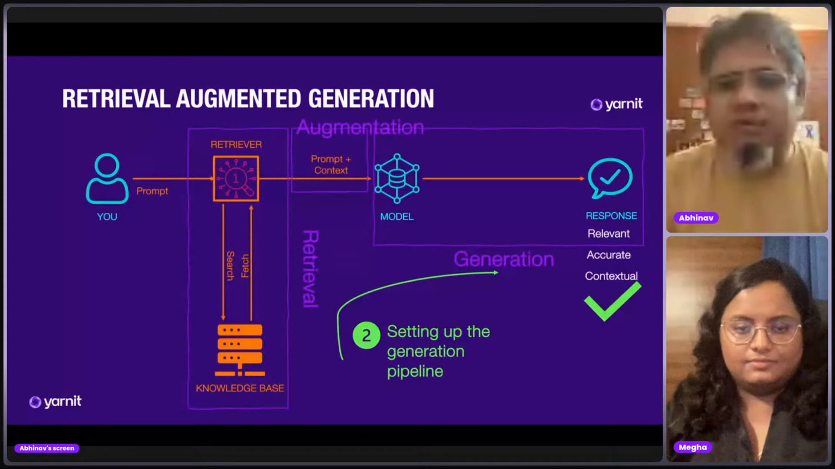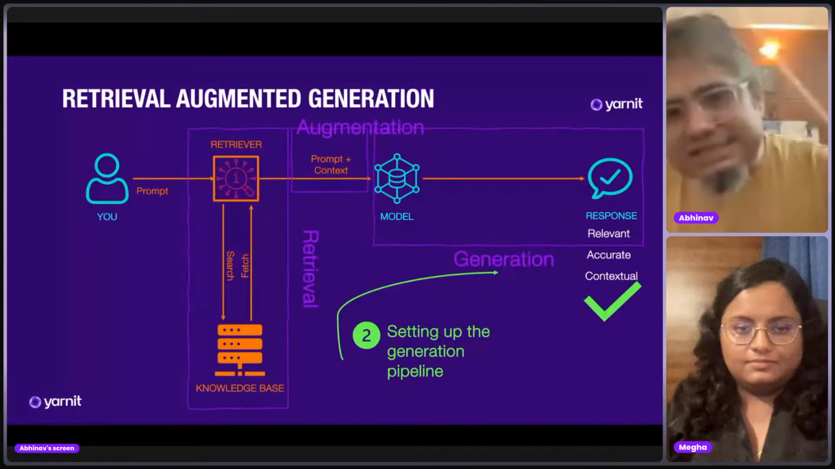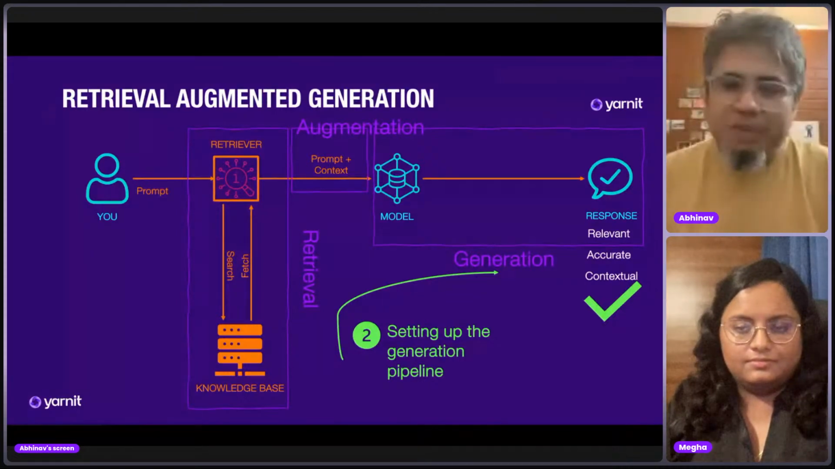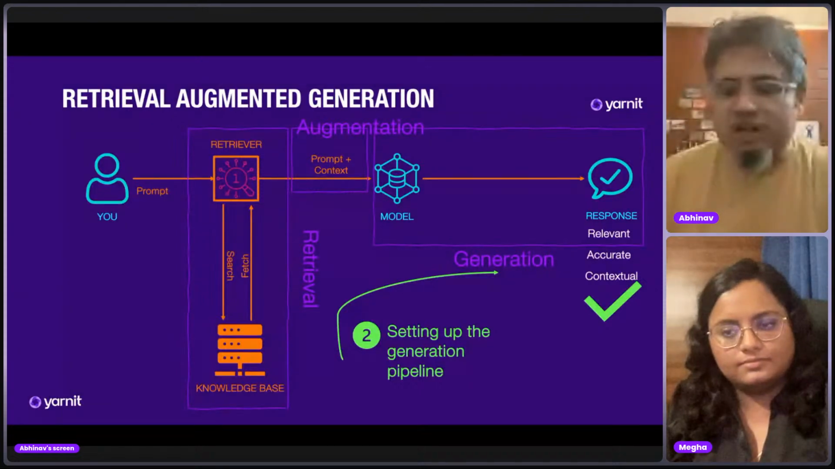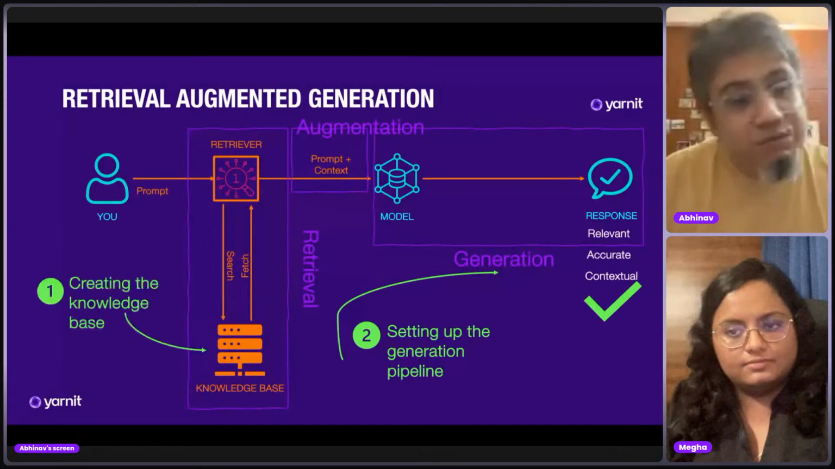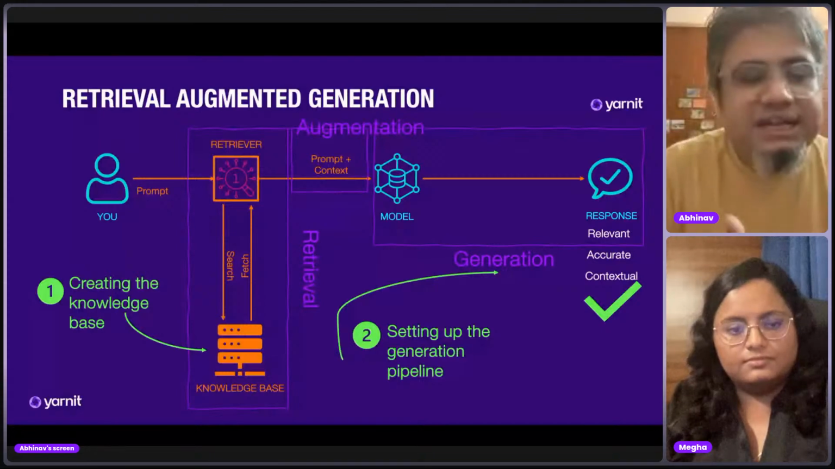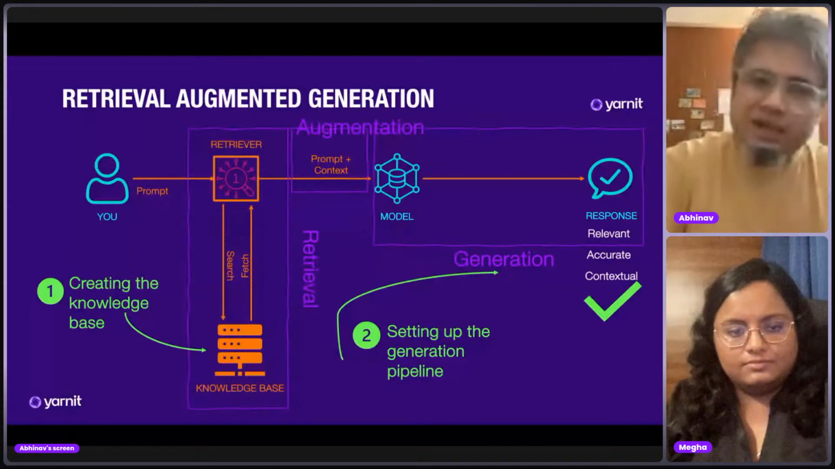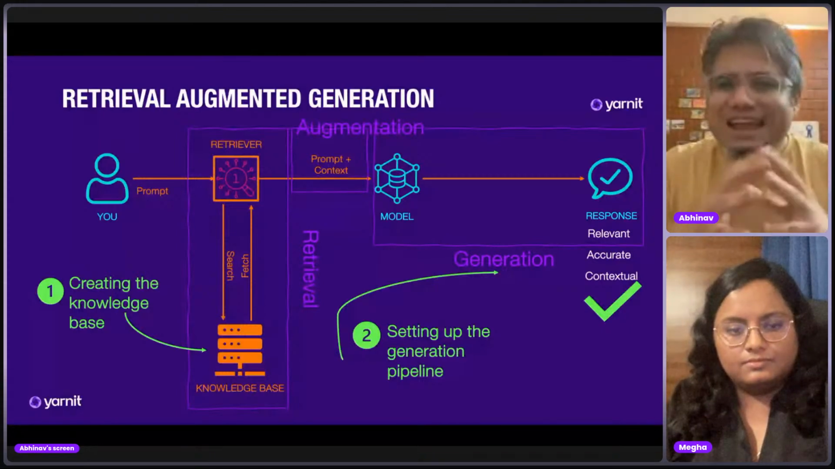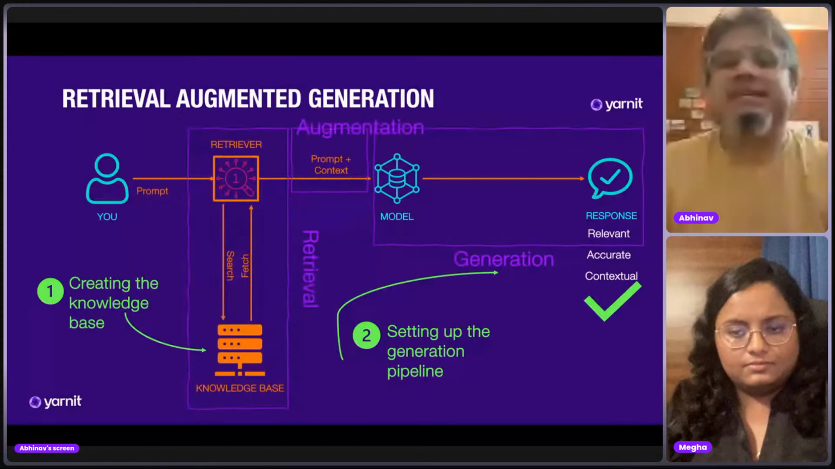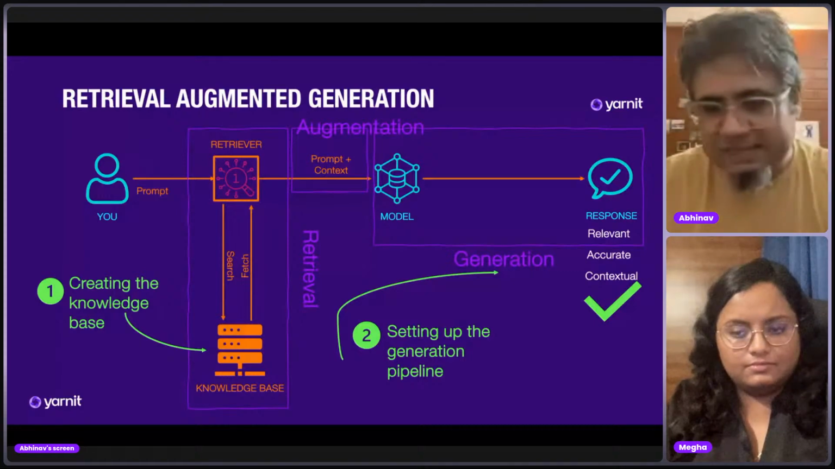But another critical step that happens before we set up this generation pipeline is that we have to set up this knowledge base. We have to create this knowledge base like the one that we saw in Yarnit, and that is also a very nuanced exercise. So what I'll do next is I'll go through the steps of creating this knowledge base. And let me take you through the flow.